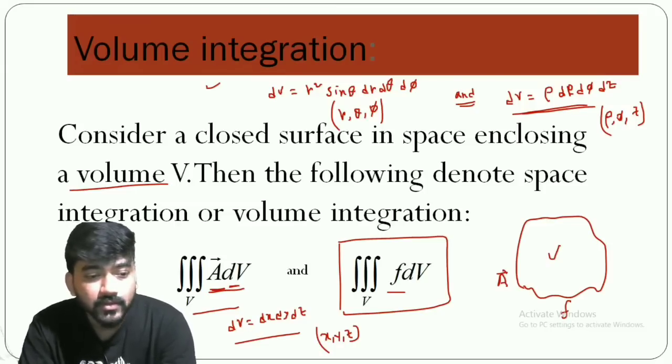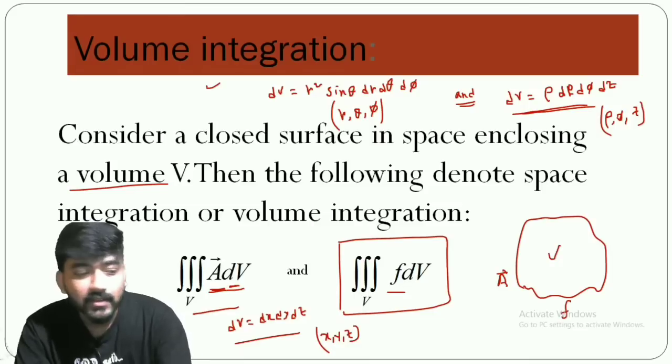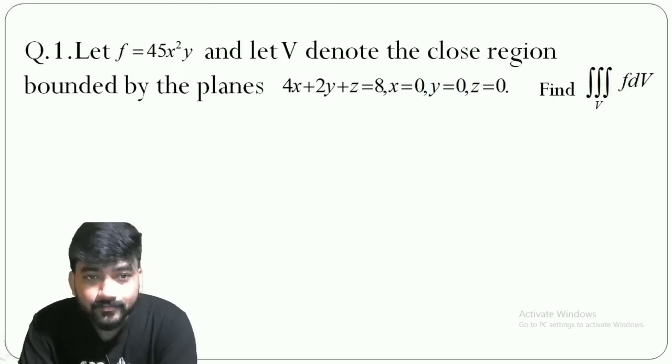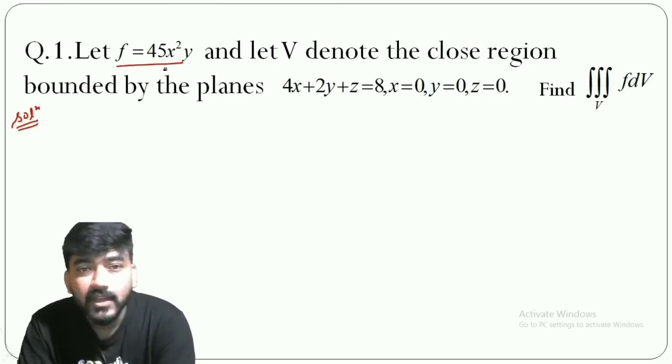What does volume integration actually mean? You can understand only if you solve some examples. So this is the first question, let me solve it. Given the function f equal to 45 x squared, let V denote the closed region bounded by the planes 4x plus 2y plus z equals 8, x equals 0, y equals 0 and z equals 0.